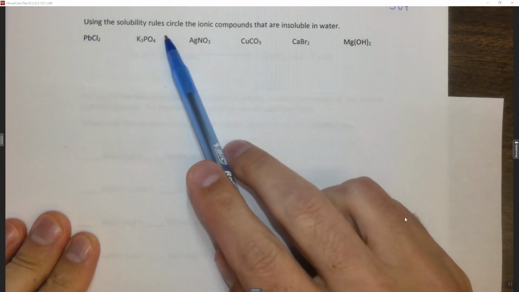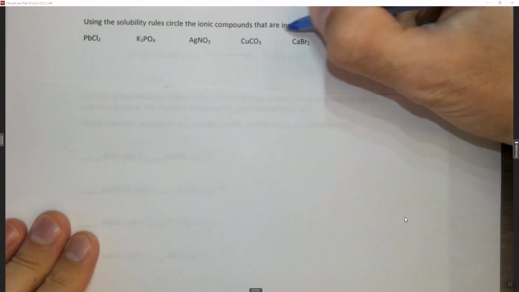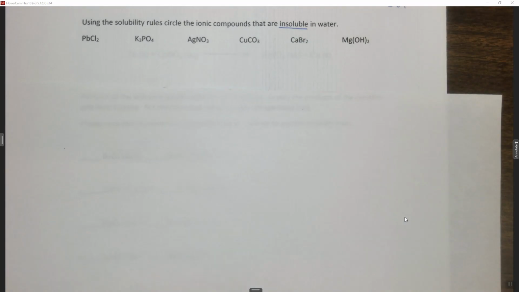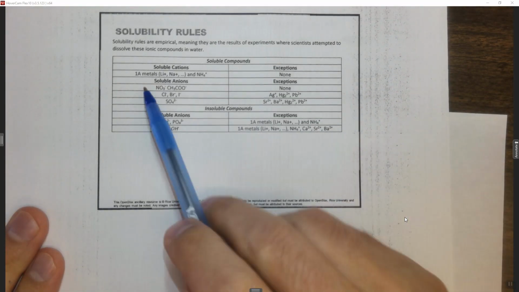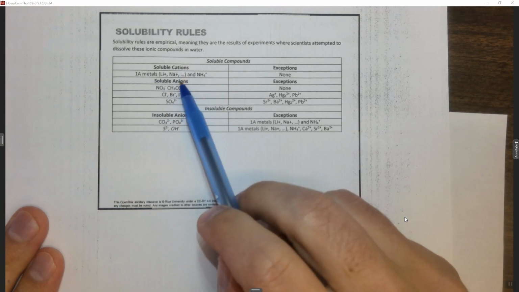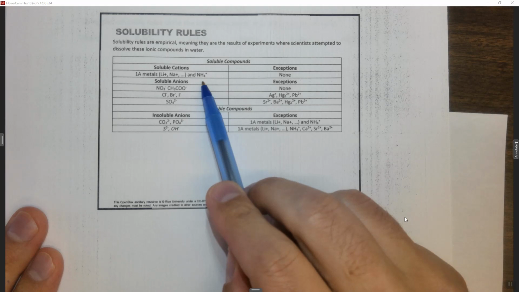It says, using the solubility rules, circle the ionic compounds that are insoluble in water. So insoluble is the key word here. So the solubility rules are here. And what you'll notice is there's not very many cations on here. The only soluble cations are lithium plus, sodium plus, and ammonium.